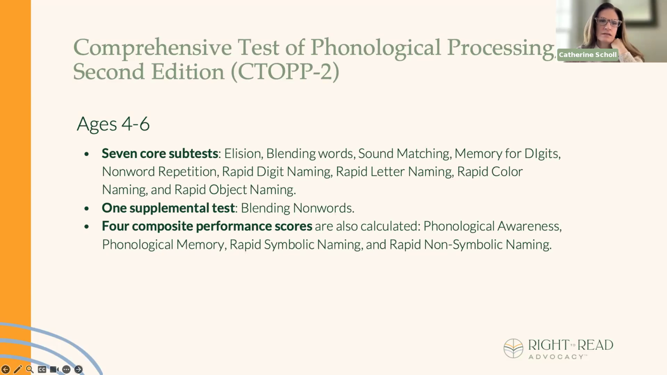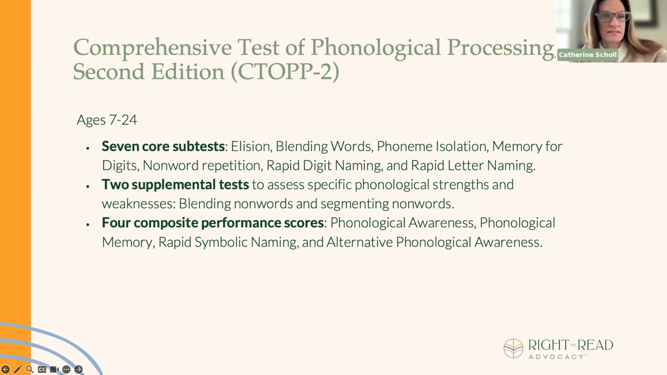So these are the subtests that we look at from 4 to 6. And then again, it'll give us a composite performance score that we can report back on. The next one starts at age 7. And that one is going to have different subtests for more appropriate skills. So rapid letter naming is in there. And then the supplemental tests dive a little bit deeper into the phonological strengths and weaknesses. And then it gives us the 4 composite performance scores.